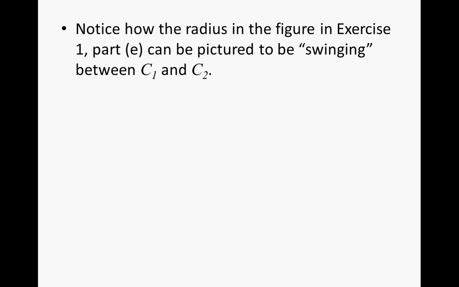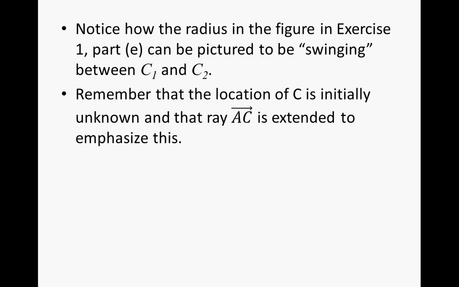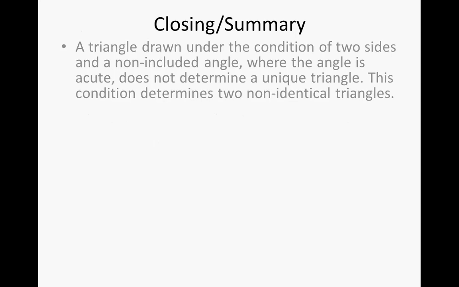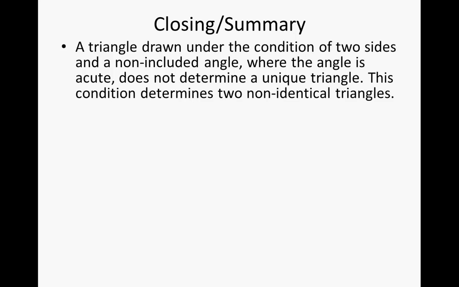So notice how the radius in the figure in exercise 1 part E can be pictured to be swinging between C1 and C2. Remember that the location of C is initially unknown and that the ray AC is extended to emphasize this. All right, let's wrap it up. A triangle drawn under the condition of 2 sides and a non-included angle, where the angle is acute, does not determine a unique triangle. This condition determines 2 non-identical triangles.